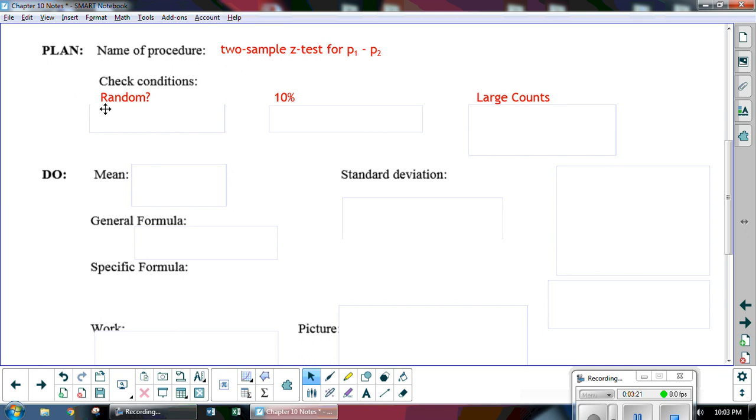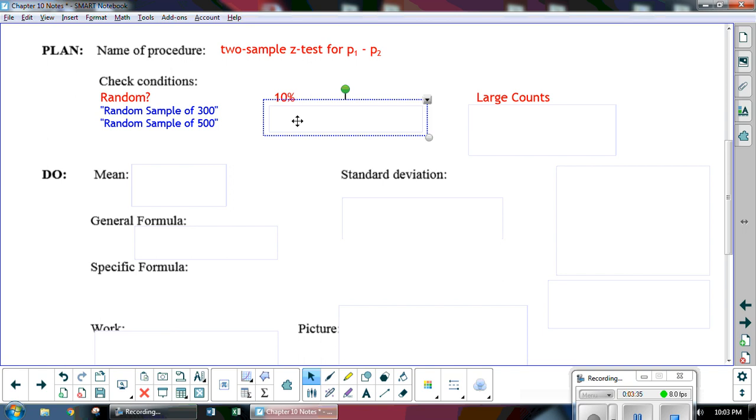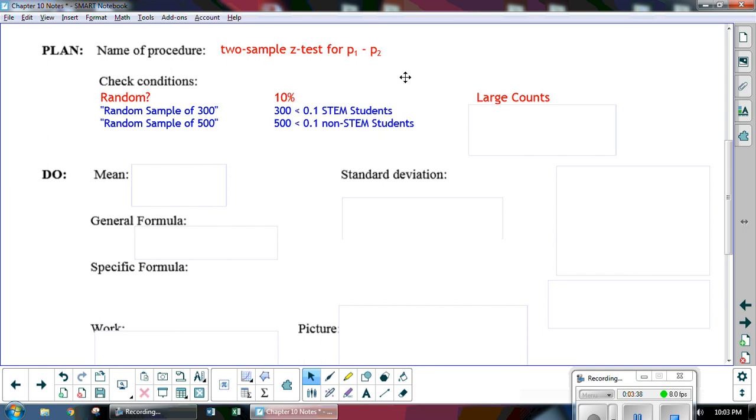Is it random? It says random sample of 300, random sample of 500. They said it, we'll take it. So randomness, 10% rule. Remember 10% rule. Make sure that all the individuals who were chosen, it was independent. They weren't going to affect each other. We have 300 is less than 1/10 of all the STEM students.